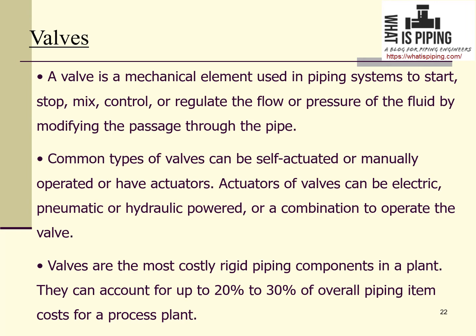Valves are the most costly rigid piping components in a plant. They usually account for up to 20 to 30% of the overall piping item costs for a process plant.